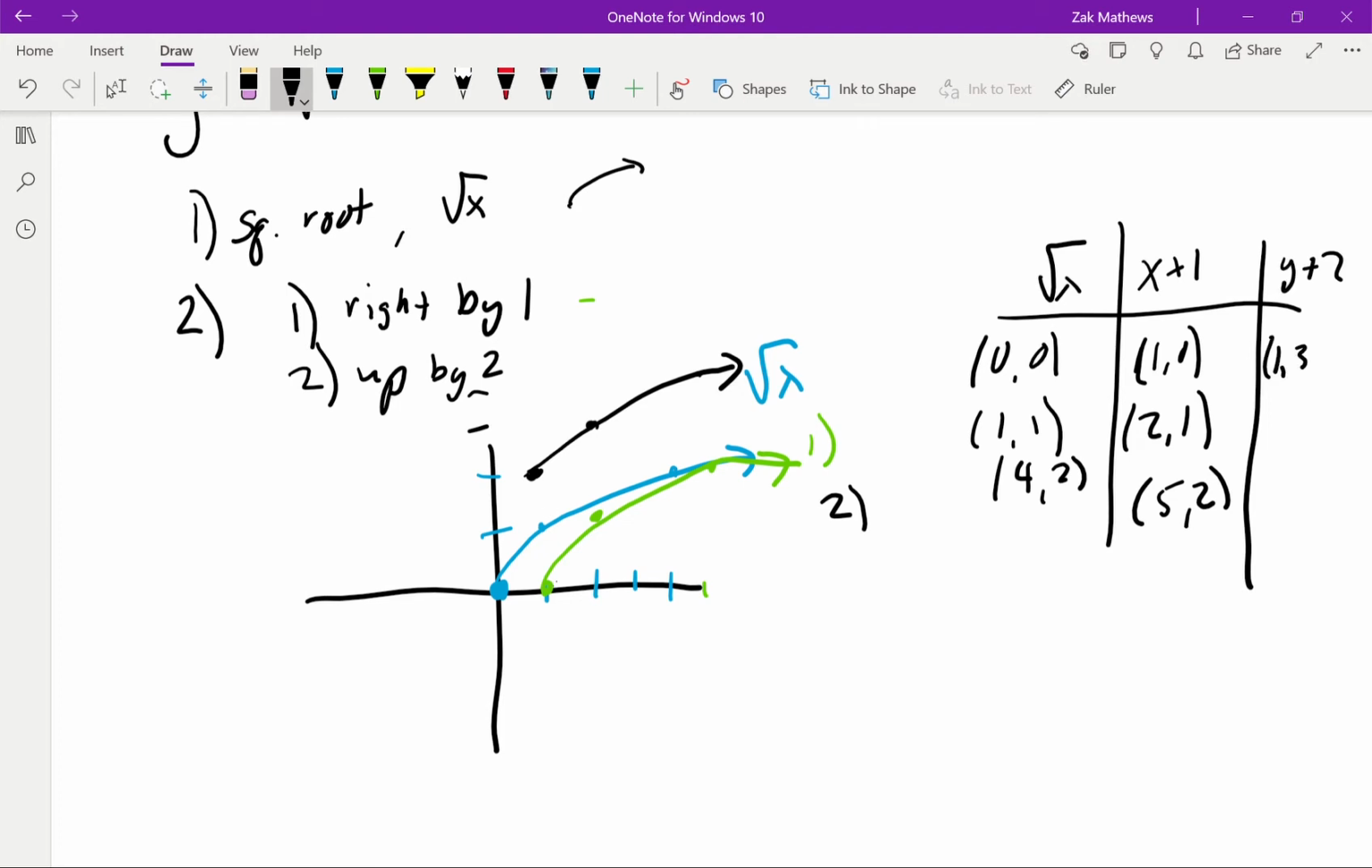So 1, 3, 2, that was a 0, not a 1. I can't read my own writing. 1, 0, so I go up by 2, I get 1, 2, then I get 2, 3, and then I get 5, 4. So if I were to plot these points, 1, 2 is that point right there, 2, 3 is that point right there, and then 5, 4 would be our last point right there, which I need to make a little bit clearer. So we do get to the same exact curve. We get to this final image right here in black.